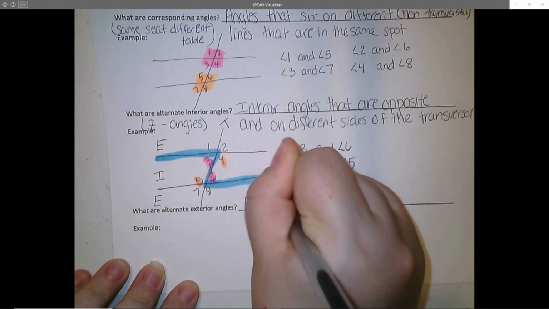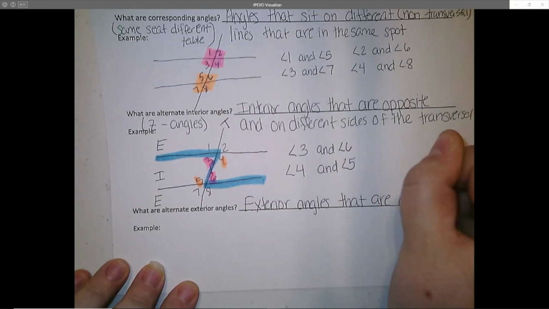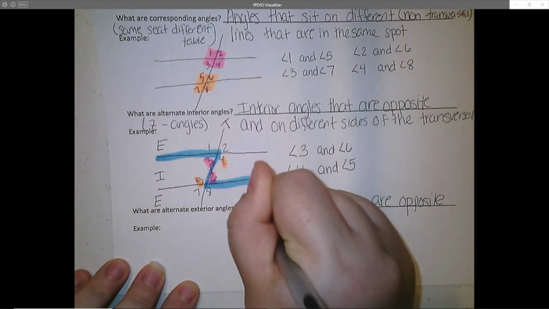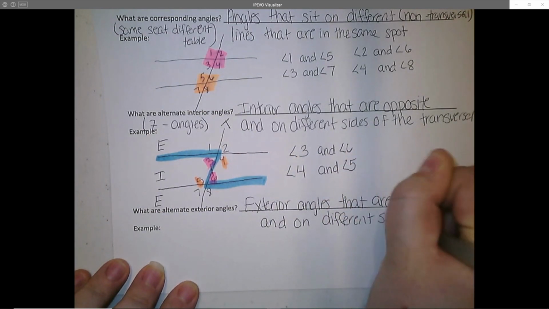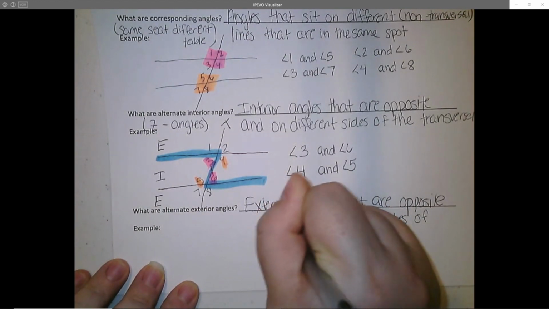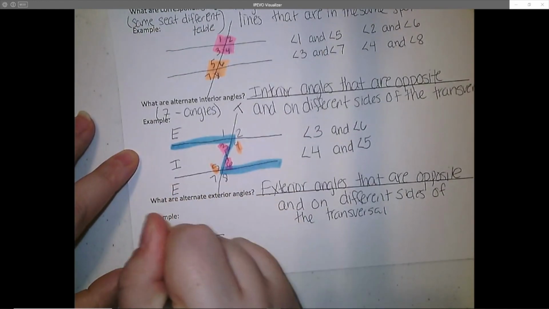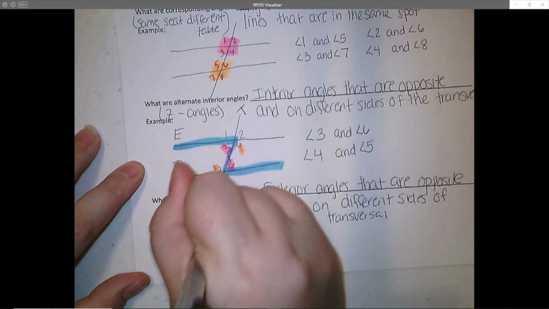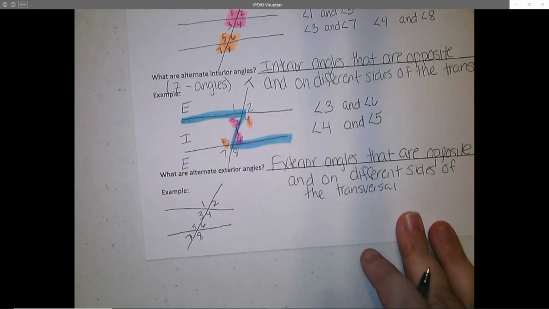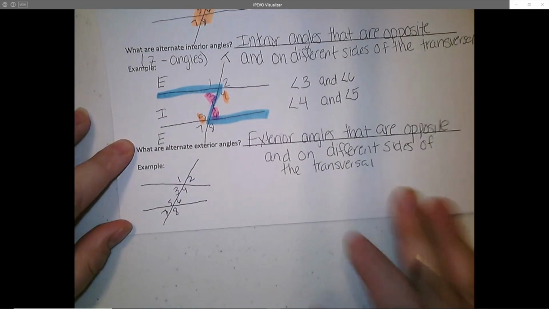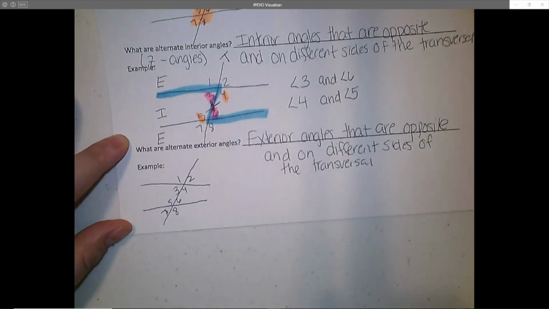These are exterior angles that are opposite and on different sides of the transversal. Okay, so I'm going to draw the same picture that I've been seeing. 1, 2, 3, 4, 5, 6, 7, and 8. So it's the same type of concept. Now, they aren't Z angles, but it's the same type of concept with the X. Notice 3 and 6, 4 and 5, if I drew an X over it.